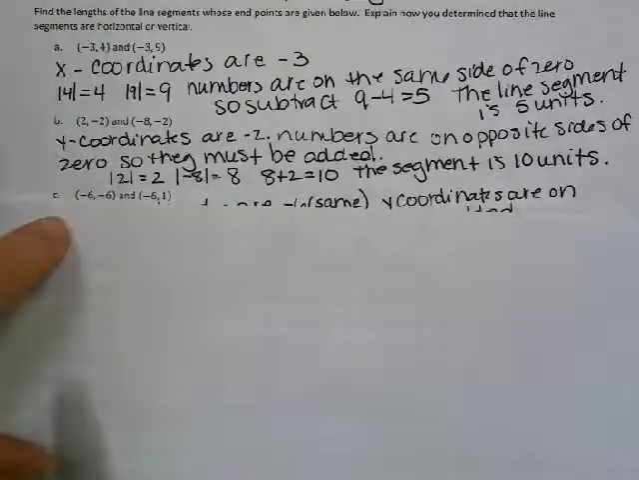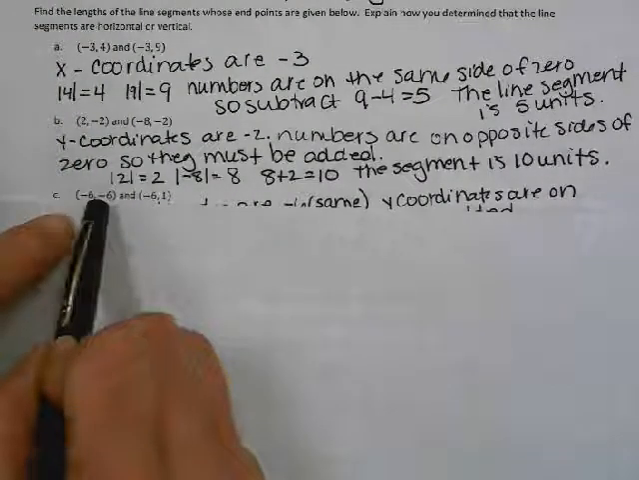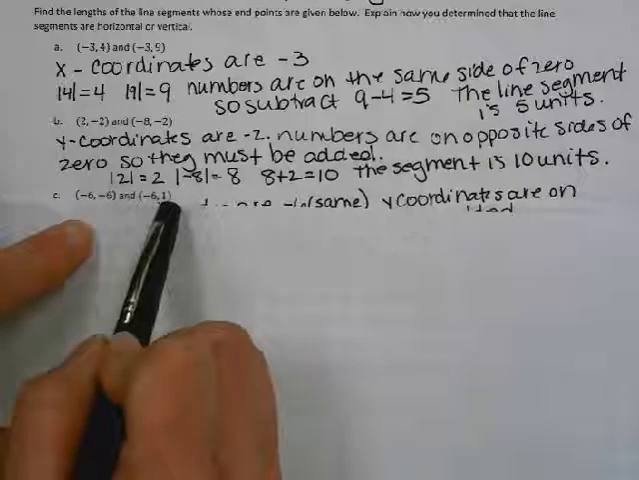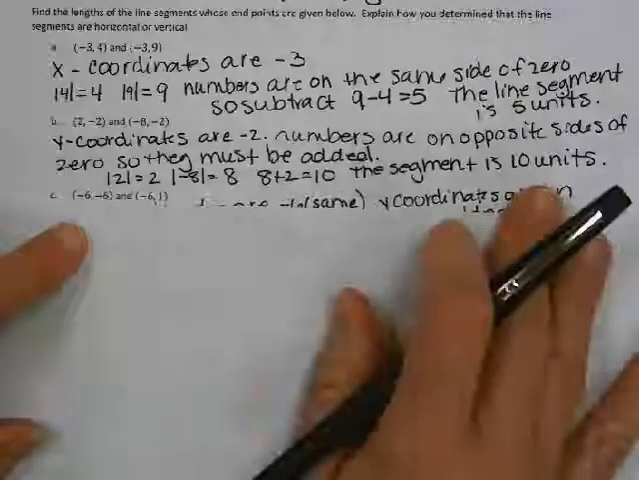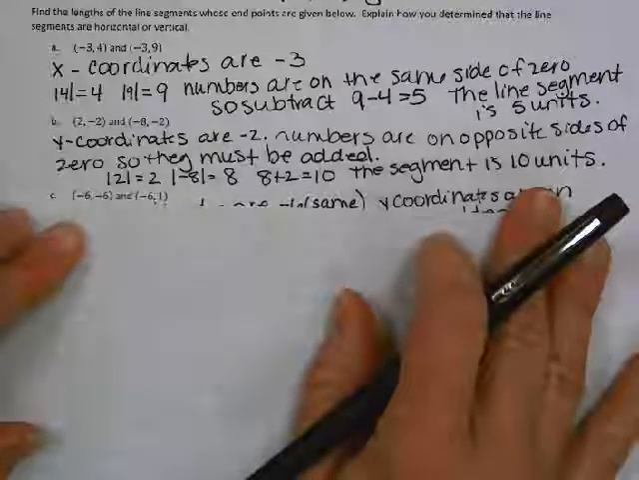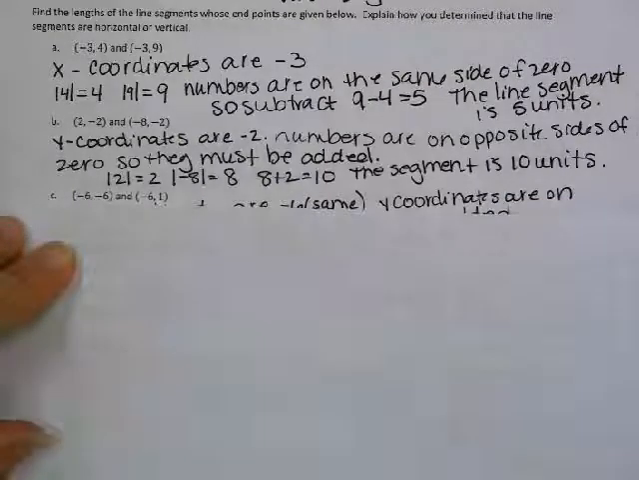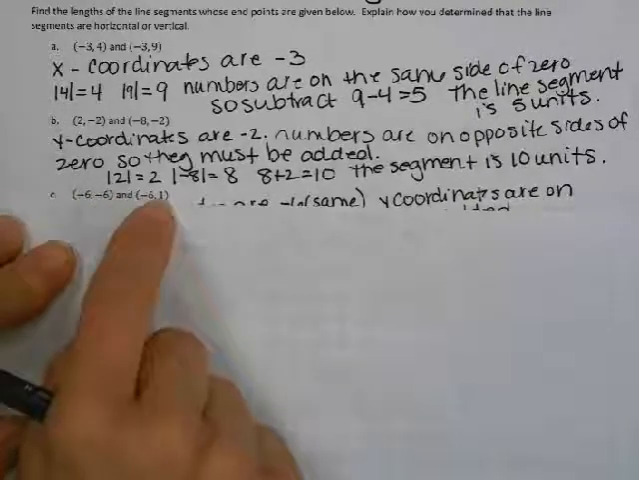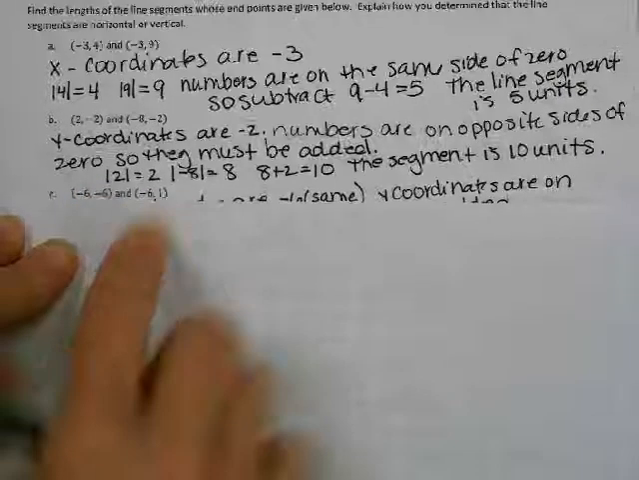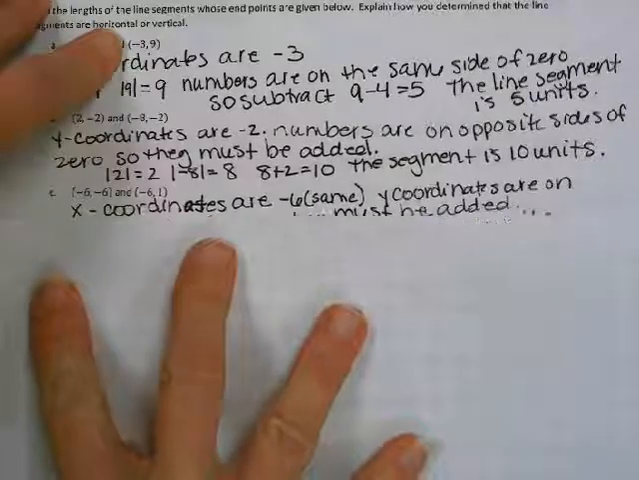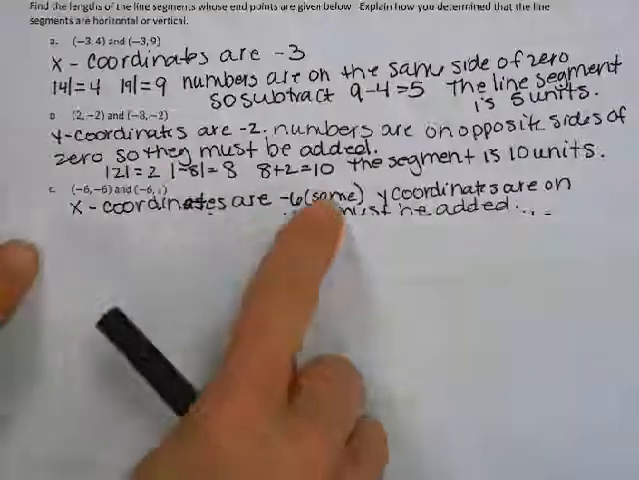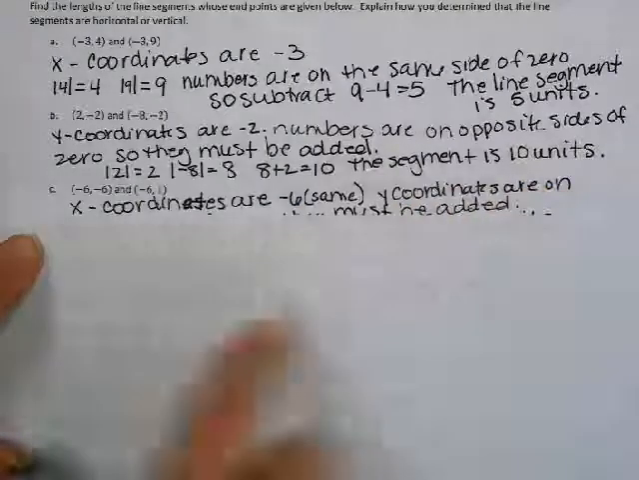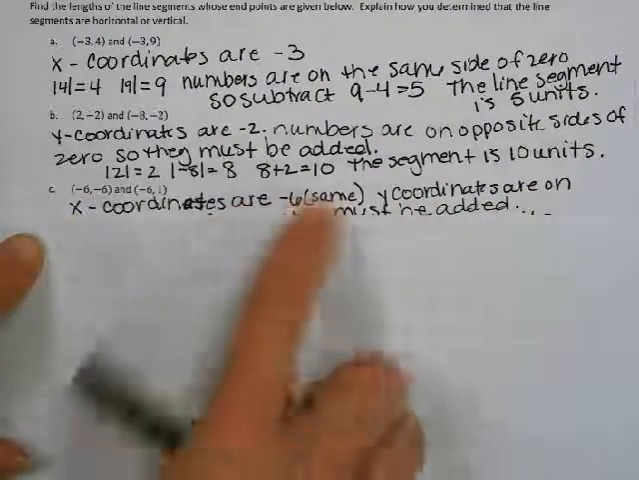C, ordered pairs (-6, -6) and (-6, 1). Which coordinates do you notice are the same? Right, the x-coordinates are -6. What do you notice about the y-coordinates? Hopefully you notice that you have a negative and a positive. This is a -6 and a +1. So we say x-coordinates are -6, the same.